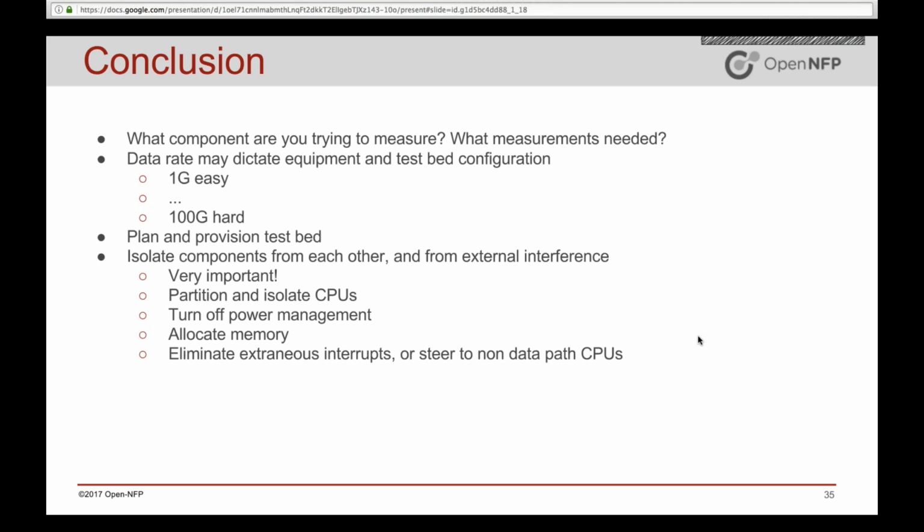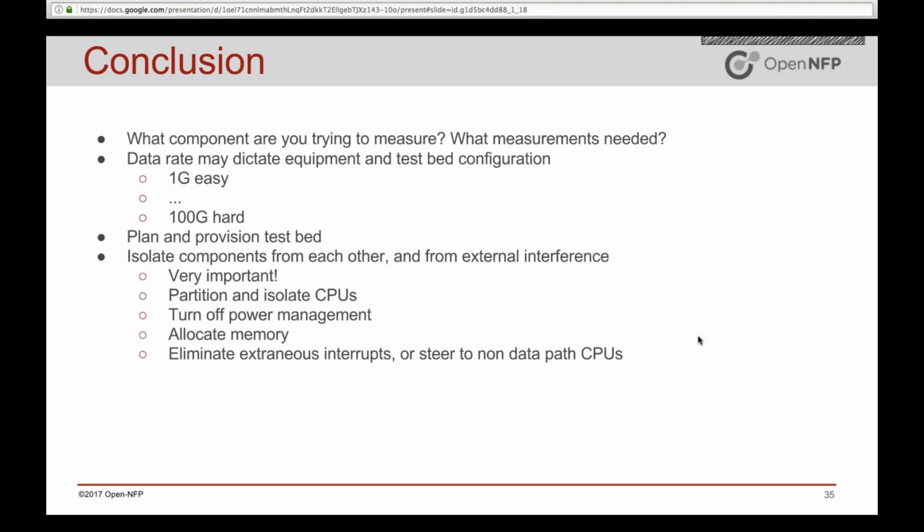It ranges from being very easy with low data rates to being very, very critical when you get up to the higher data rates. The most important thing in all of this is isolating the components from each other. Ensuring that you partition and isolate the CPUs is the most critical part of doing any of this benchmarking. But secondary things are quite important too, but will be less visible, things like turning off the power management, making sure you're allocating memory appropriately, the number and sizes of things like hugepages.